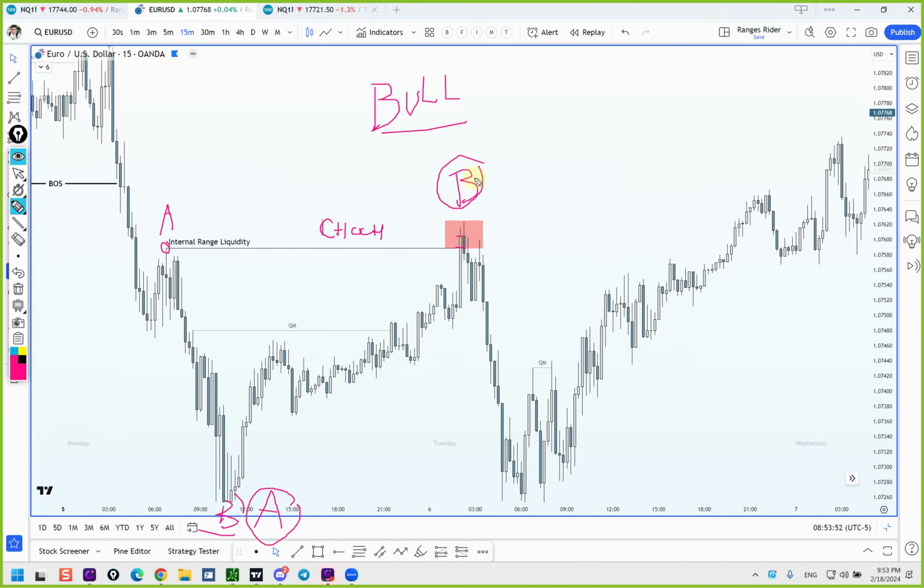When this B will confirm, when this QM is confirmed. Once his QM is confirmed, he said he has the range like this, and now he's thinking that this is all his internal range liquidity, and he wants to buy something from here, but he just got stopped out and doesn't know where this move is coming from, this so aggressive move.